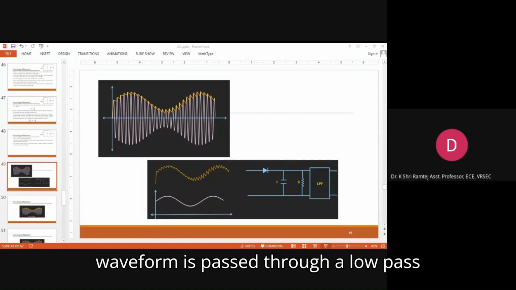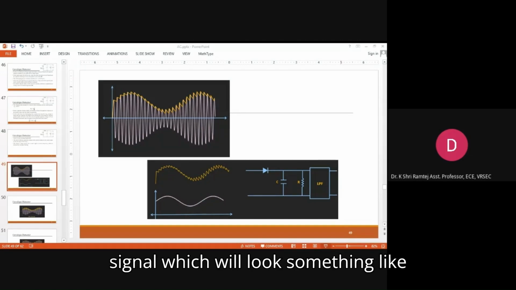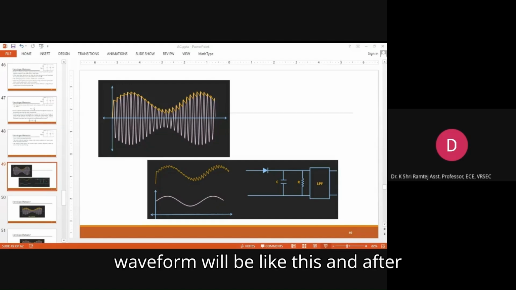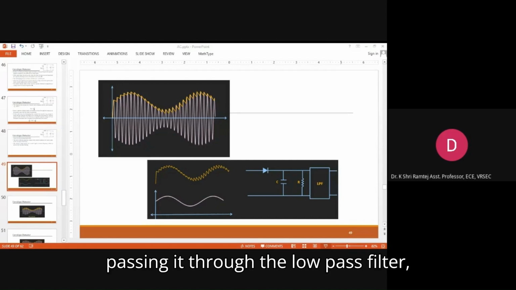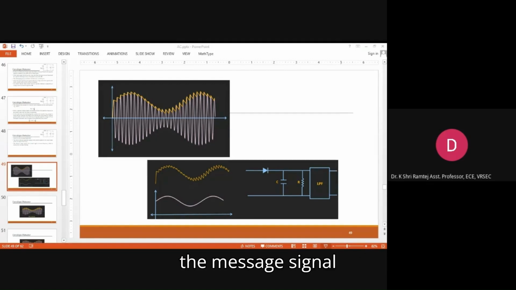Once this waveform is passed through a low pass filter, we can clearly track the message signal, which will look something like this. So without the low pass filter, the waveform will be like this, and after passing it through the low pass filter, these ripples will be removed and we get the message signal.